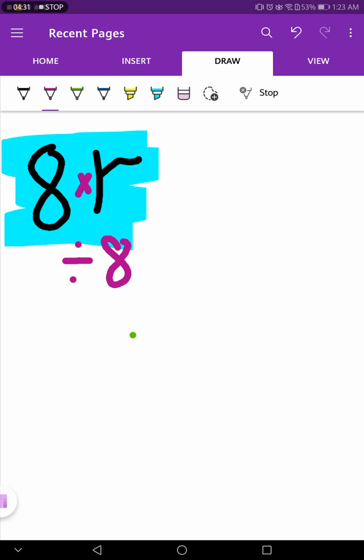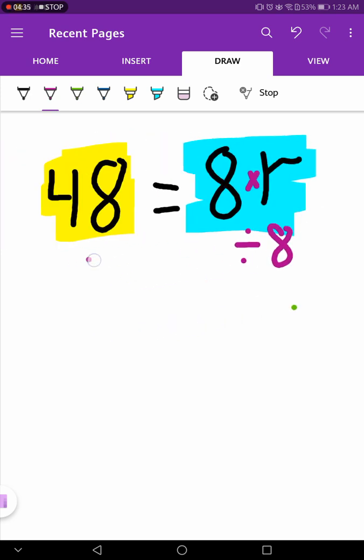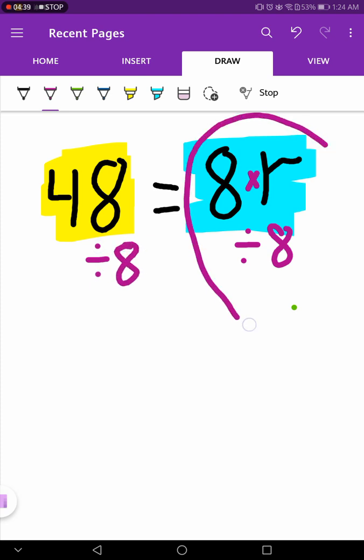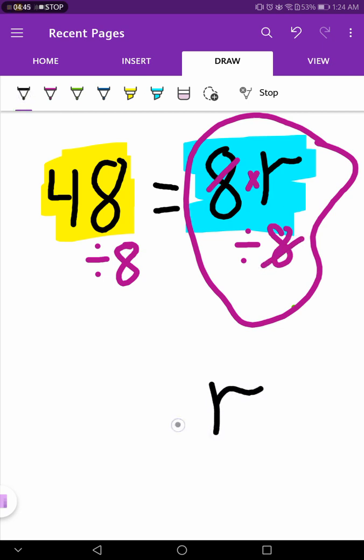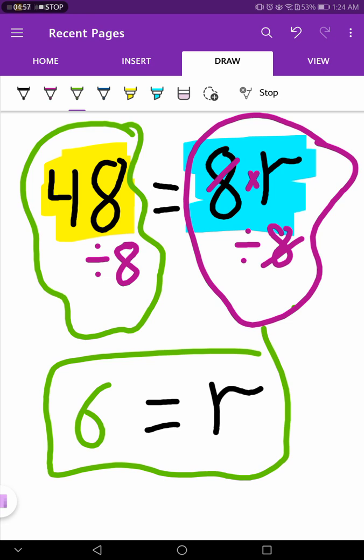Okay, and because you divide by 8 in the right side, you have to move to the left side and divide by 8 also. So when you divide this side by 8, the 8 is eliminated and the r comes down happy and alone. Okay, waiting what comes from this side. 48 divided by 8 equals 6, and this is the solution for this equation.